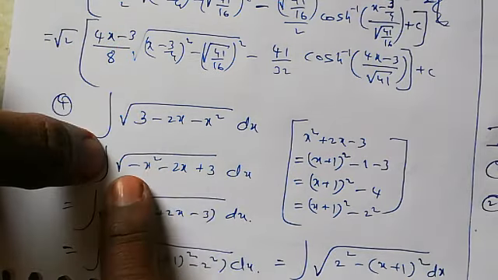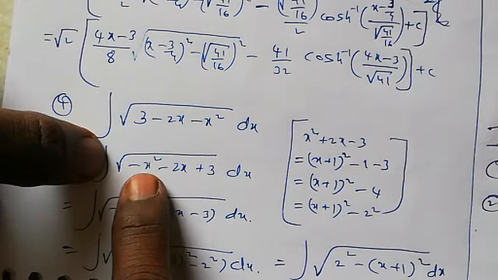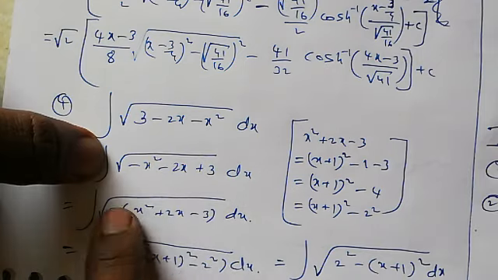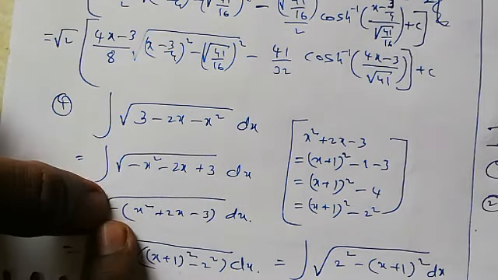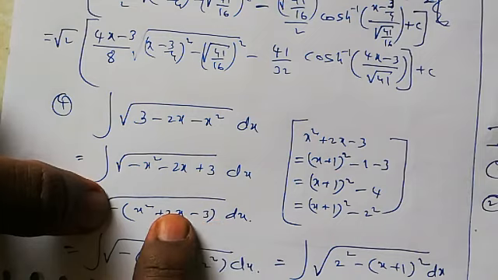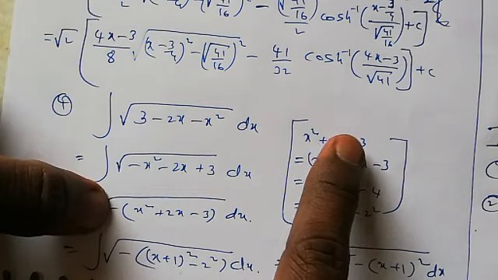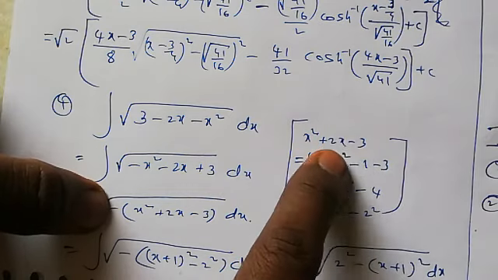Right. Now from this I am taking minus common because it is not monic. Monic means the highest coefficient is 1, but here the coefficient is minus 1. So for that I am taking minus common. By taking minus common it becomes x square plus 2x minus 3. Now taking this quadratic expression and converting into complete square form. So x square plus 2x minus 3, it is already monic.